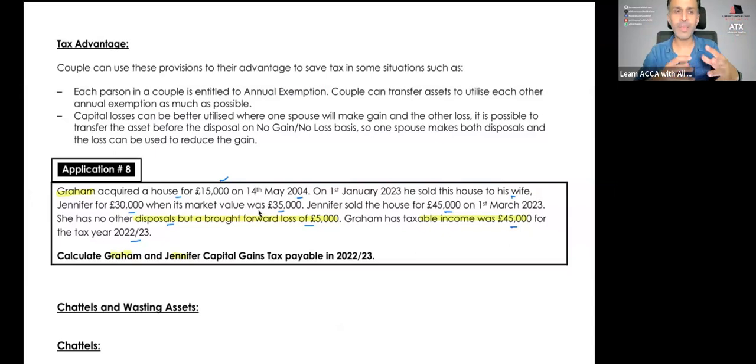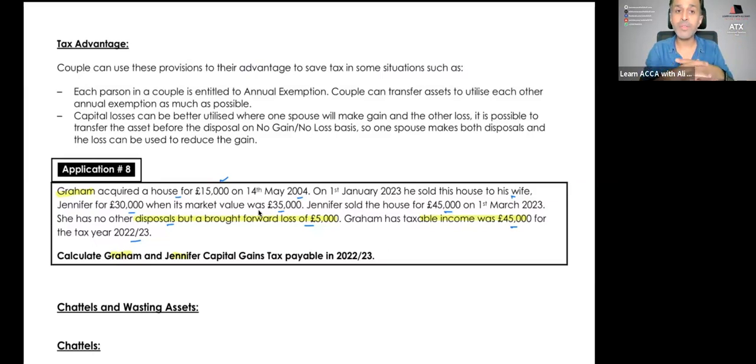Means there has to be two assets being disposed to have two exemptions. On one asset, you cannot have two exemptions. Either he will sell or she will sell. Ultimately, they will end up getting either of the exemptions. Either of the two, they will get exemption, not both.